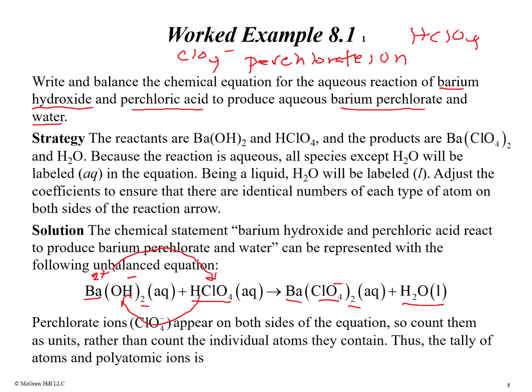barium perchlorate and water. So again, if you said something like barium diperchlorate or something like that, that means you're confusing molecular compound naming and ionic compound naming. This is an ionic compound. This is a barium 2 positive ion with a perchlorate negative ion.